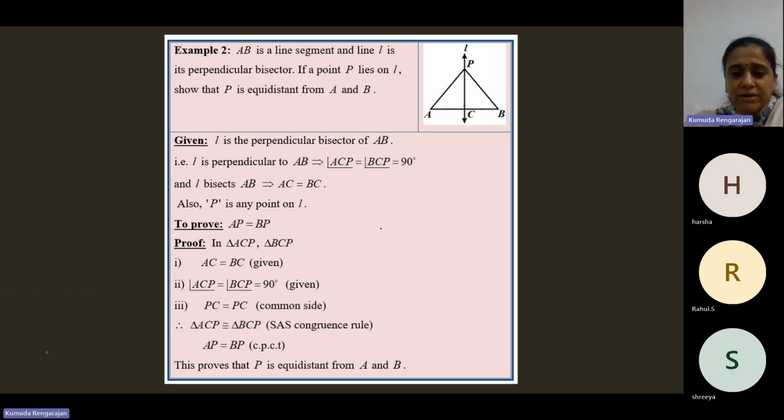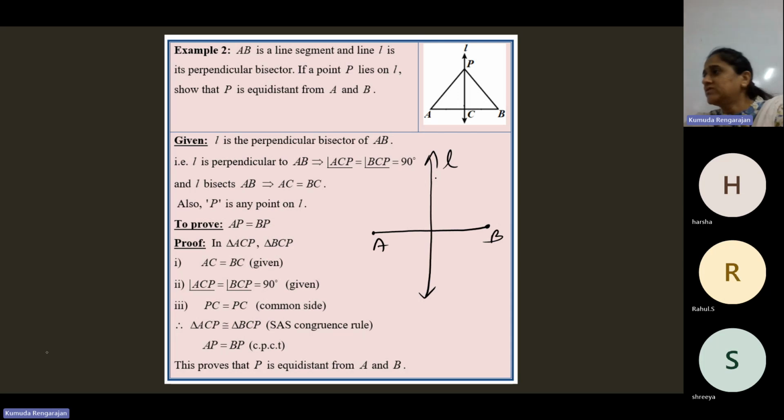See, there is a line segment AB. And there is a line L. Now, what is the relationship between this line L and the line segment AB? This line L is the perpendicular bisector of AB. That means where these two things meet, the angle formed is 90 degrees. They meet here, no? So the angle formed is 90 degrees. Bisector means this is the midpoint of AB. So C is the midpoint of AB.